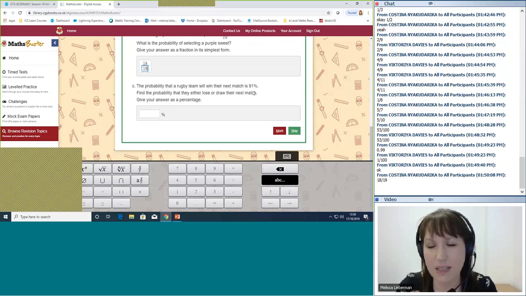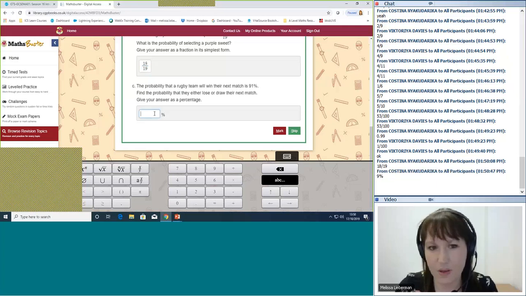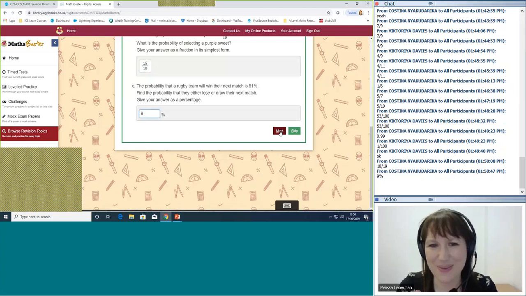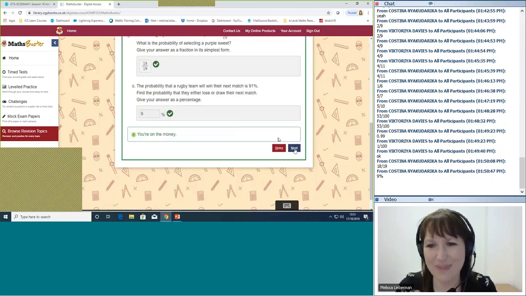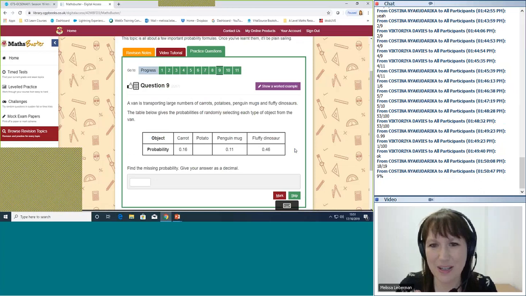And then the last one, it says the probability of a rugby team winning their next match is 91%. So you've got the probability as a percentage. Find the probability that they either lose or draw their next match. So the probability of winning is 91%. 1 in percentages is 100%, all of it. So we need to subtract 91 from 100, and 100 minus 91 is 9. So they're either going to win, lose, or draw. So 9% chance of getting a lose or a draw in this match, I think. Do you agree? Okay, let's see if we've got all of those right. Right, yes, we've got them. We'll do one more, and then I'll bring the session to a close.